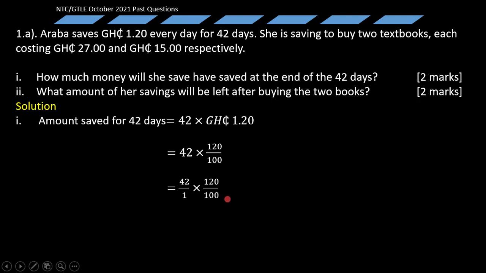So now, when you multiply the 42 by 120, you come up with the answer 5,040 over 100. Alright? And of course, dividing by the 100, you just count the number of zeros down there, and jump twice. Because the zeros here are 2, so if you just jump twice, the point is going to lie between the 0 here and the 4. So that simplifies the entire thing to 50 cedis 40 pesos. So in other words, the amount she must have saved for 42 days is simply 50 cedis 40 pesos.